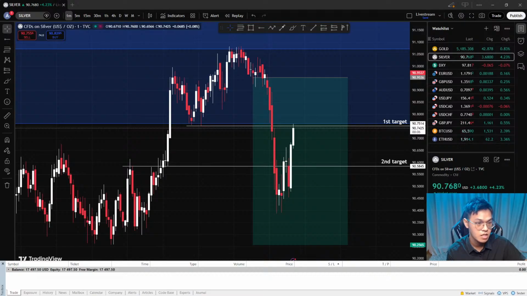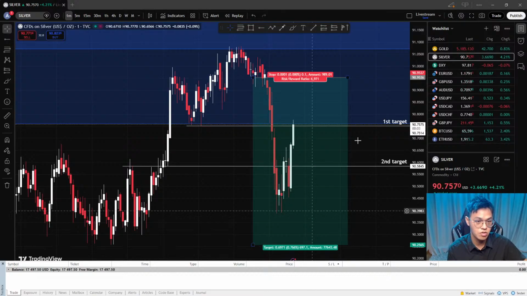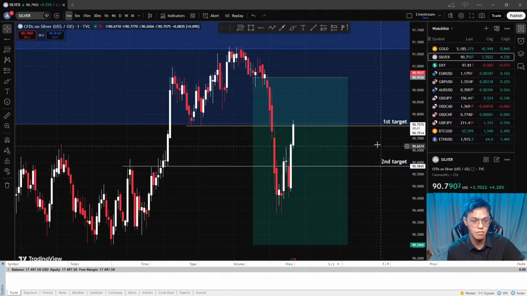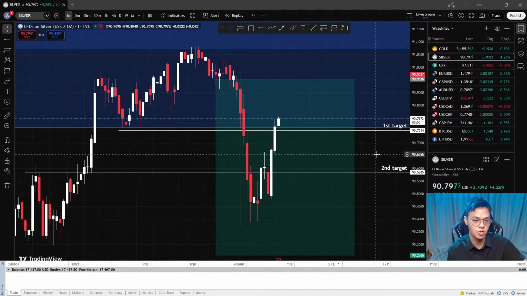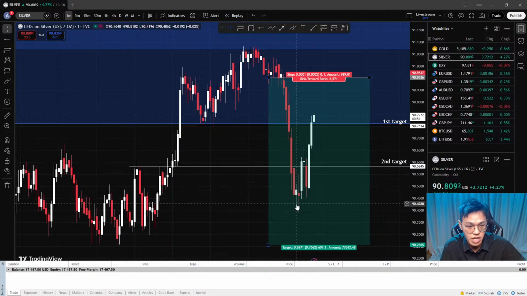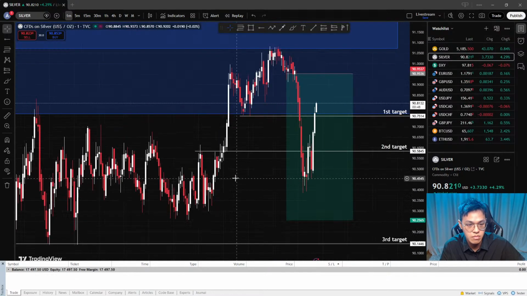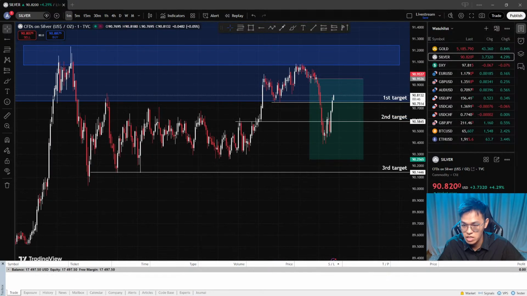Oops, okay. All right, so here's a pump here. But it's okay as long as I secure my profit. So here's a dump and then here's a pump here, and you guys can see, right?